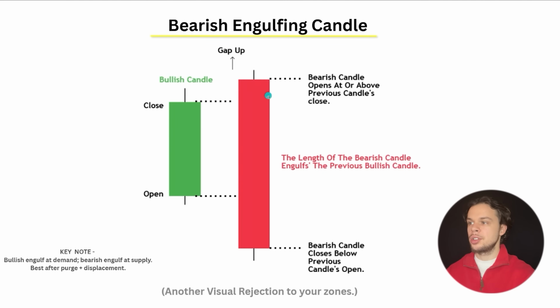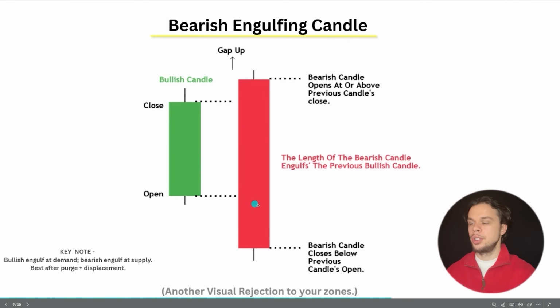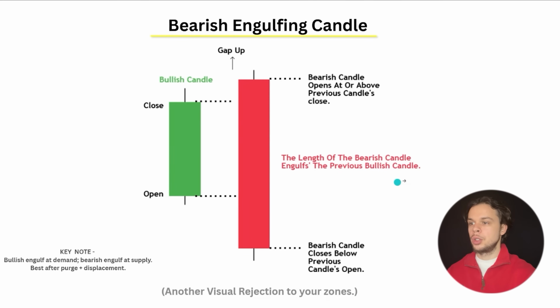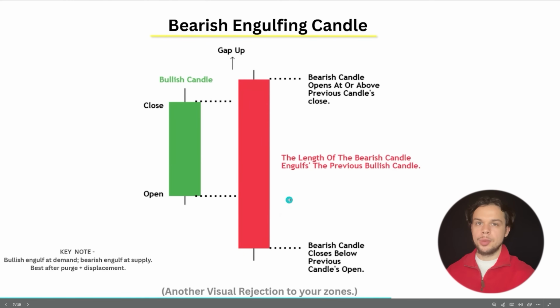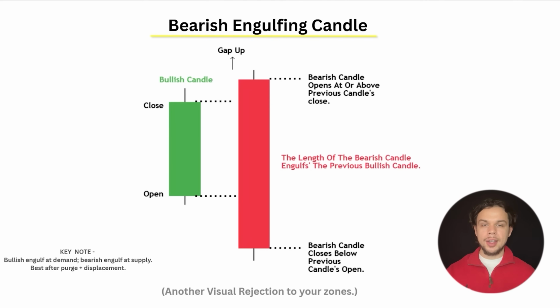So this bearish candle has opened above the previous bullish candle's close, and from there we see the rejection to the zone as we have a large impulsive move to the downside, and the bearish candle closes below the previous candlestick's open, and the length of the bearish candle engulfs the previous bullish candle. So as you can see, the whole length of this bearish candle engulfs the whole length of this bullish candle, making it a bearish engulfing candle. And the keynote for this one is you're looking for bullish engulfing candlesticks away from your demand zones, and bearish engulfing candlesticks away from your supply zones. And they're best used after we see a purge of liquidity and a price displacement, creating a fair value gap for us to trade away from.